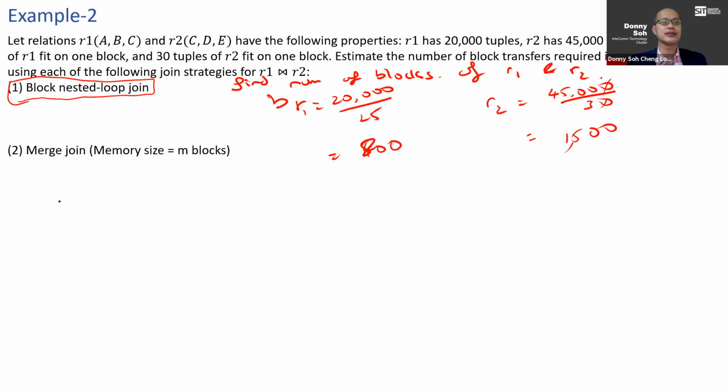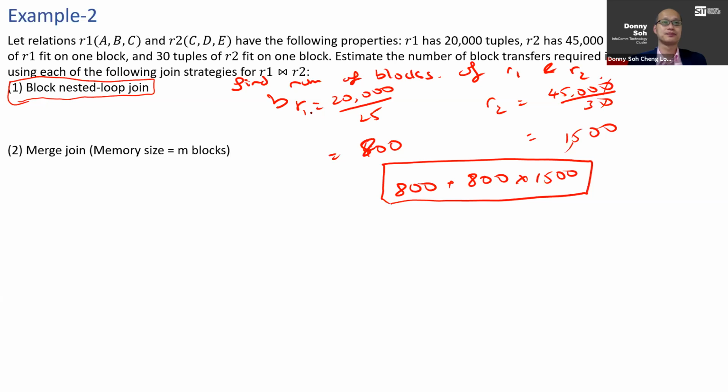The next thing you want to do is find the block nested loop join. So assuming R1 is the outer loop, 800 will be on the outer loop. And for every single block of the outer loop, you have to load the inner loop. And so this is the number of block transfers in the worst possible case for R1 join with R2.